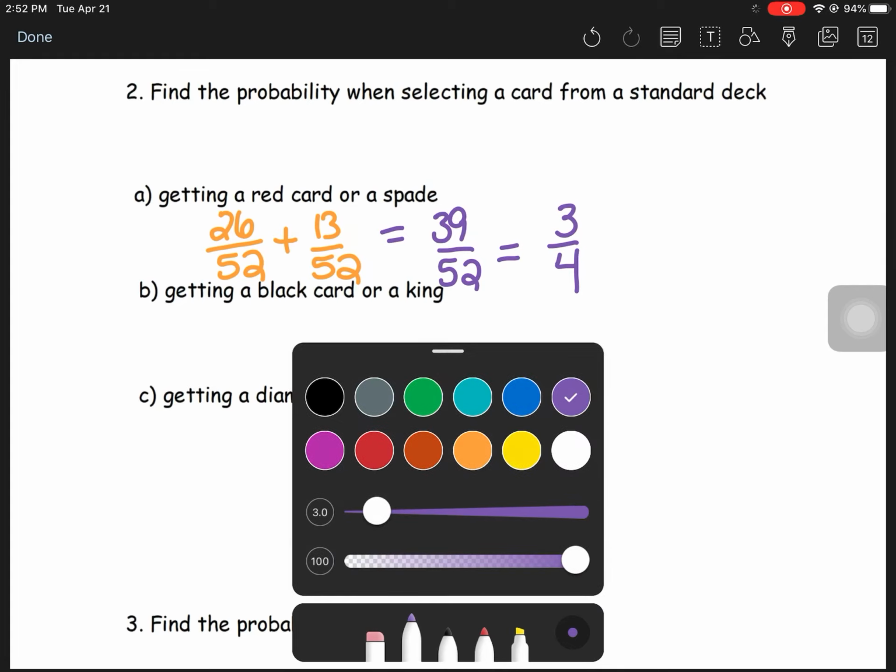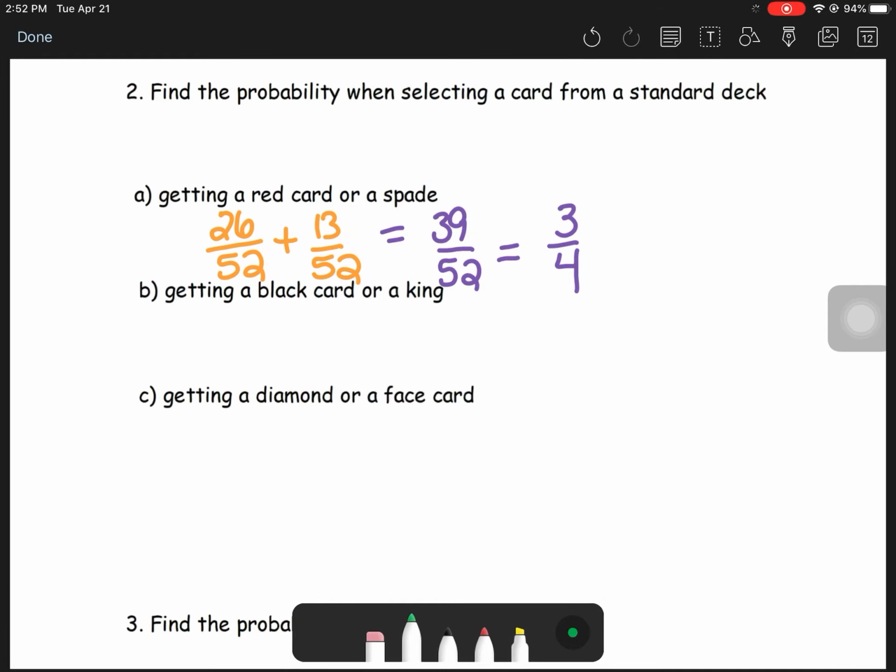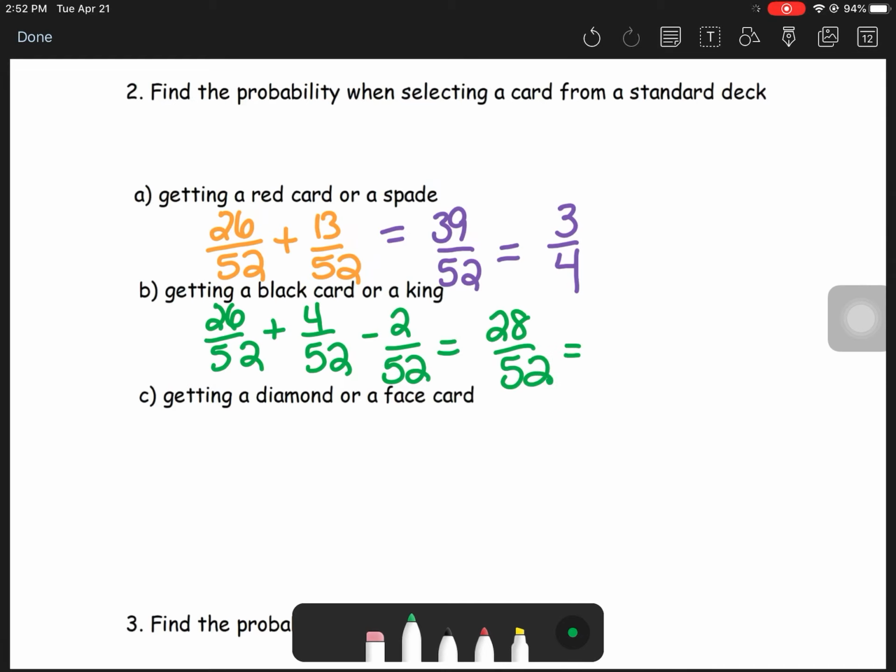Then if we want a black card, we know that there would be 26 black cards out of 52. And this time a king. We know there's 4 kings in a deck, but we also know that 2 of those kings are black, so we have to take 2 of those away. So 26 plus 4 is 30, and 30 minus 2 would be 28 out of 52, and we can reduce that by dividing by 4 and get a probability of 7 over 13.